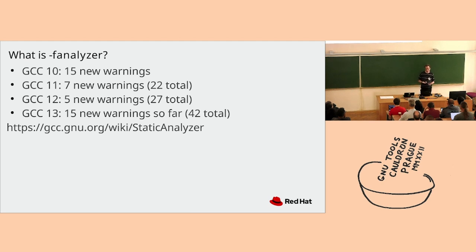The initial release in GCC 10 added 15 warnings, mostly related to memory, so memory leaks, use after free, and so on and so forth. And each release, we've added more warnings. And currently, for GCC 13, 42 warnings, and hopefully more than that by the time we actually release.